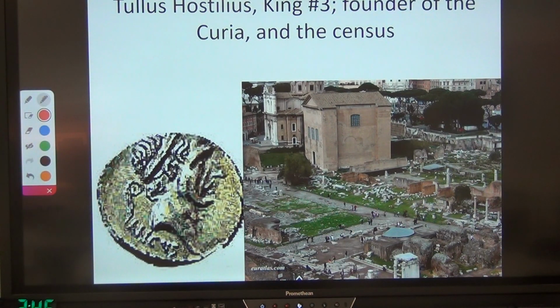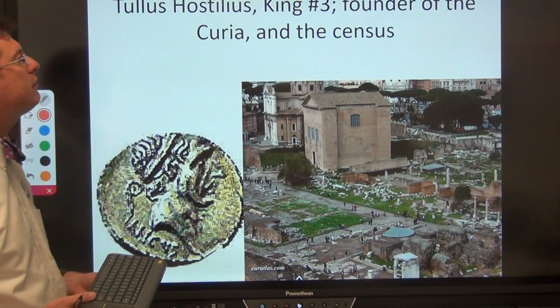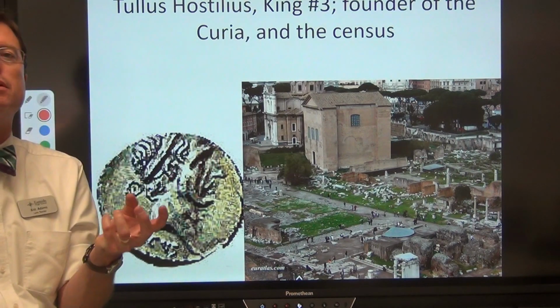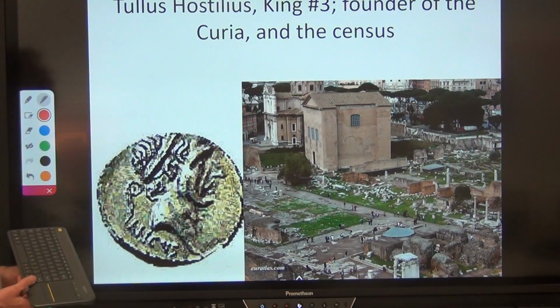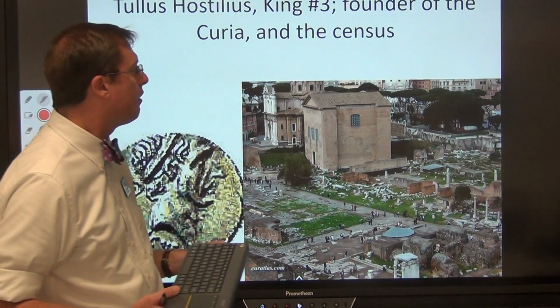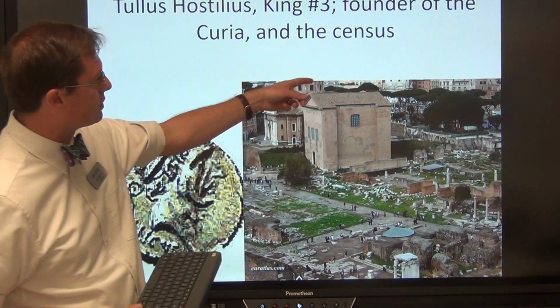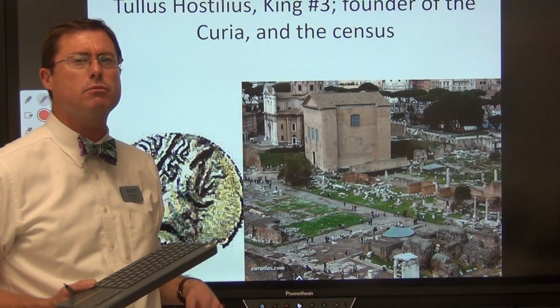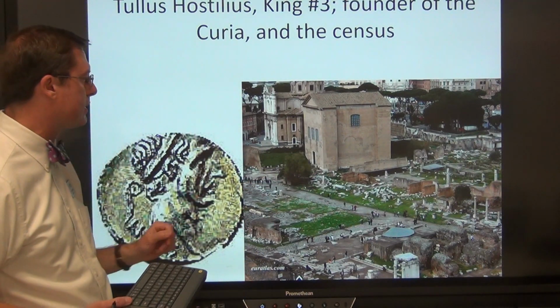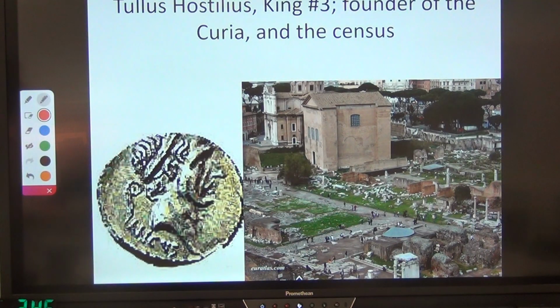Ruler number 3, king number 3, is Tullus Hostilius. As his name implies, he is the founder of the census, because the census exists so that you can draft men into the army. He also is the establisher of the Roman Curia. That is the Senate House that you can see there. This is not the original one, but probably the 11th or 12th iteration, but nevertheless, the Curia from ancient Rome still exists in the Roman Forum amongst all of the ruins.